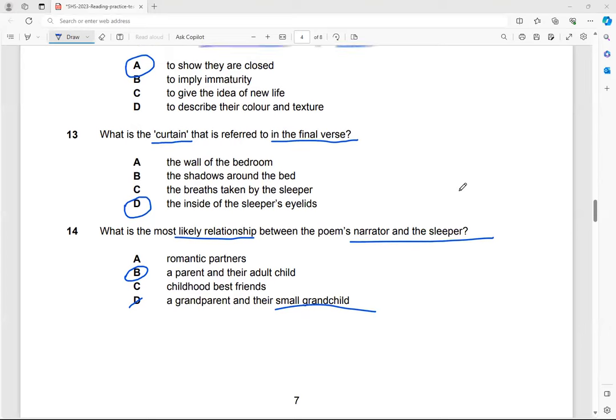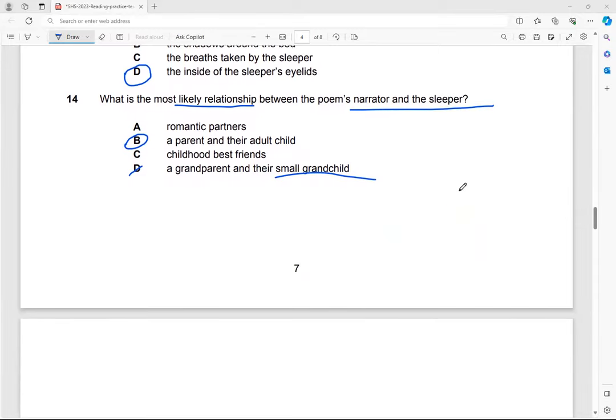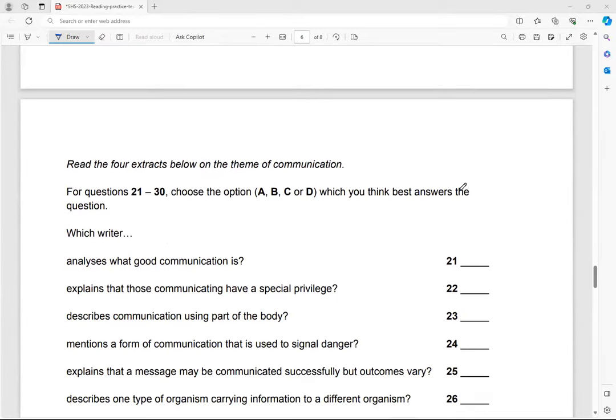Okay, so that's the end of the first set of questions. Now we go on to the second set of questions, which are extract questions. So we have to read the 4 extracts below on the theme of communication. So they're all about communication. For questions 21 to 30, choose an option, extract A, B, C, or D, which you think best answers the question.